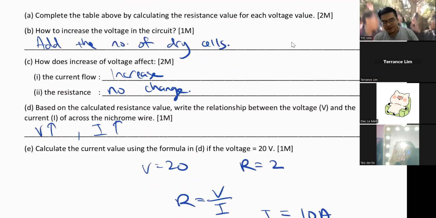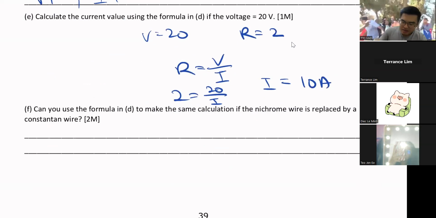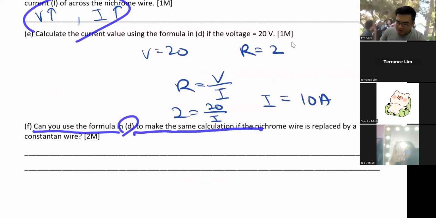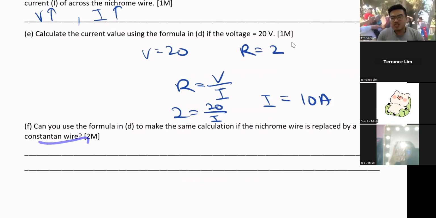We are still not using it. We are still not doing the parallel and series yet. Just to make you understand here first. So can you use the formula in D to make the same calculation if the nichrome wire is replaced by a constantan wire? If I change the material of the wire, can I still use the same formula?